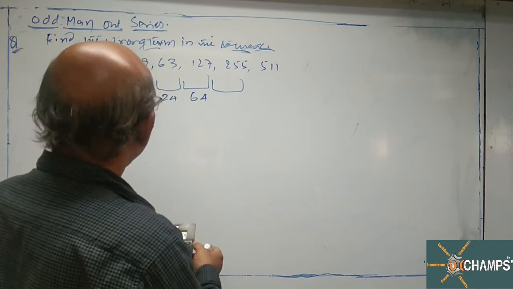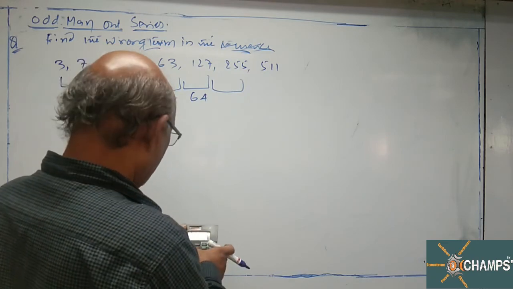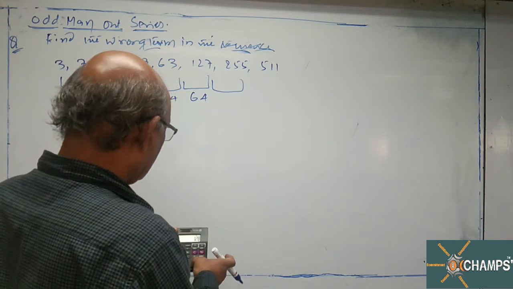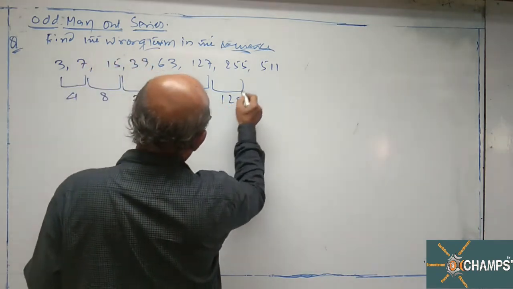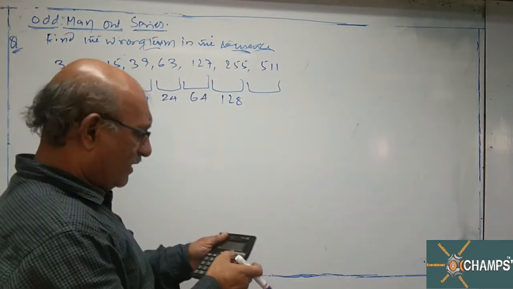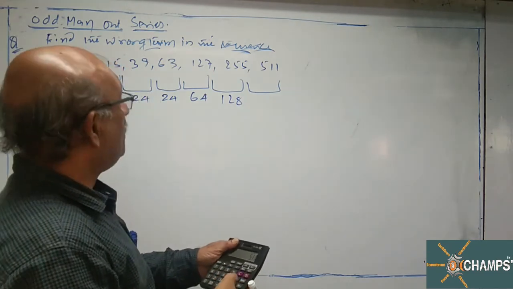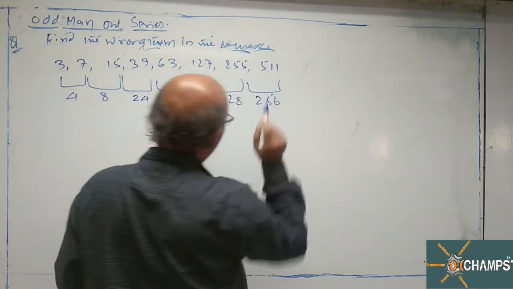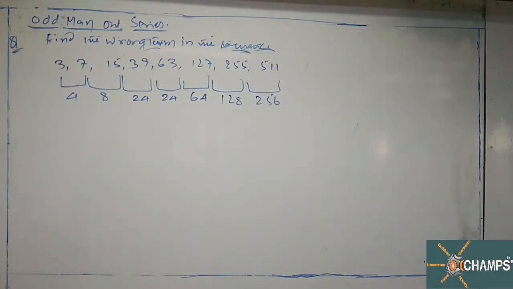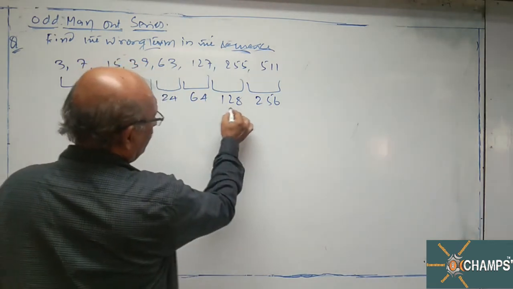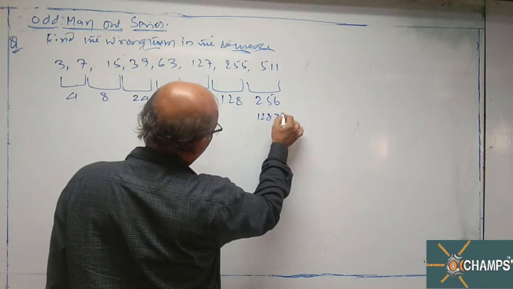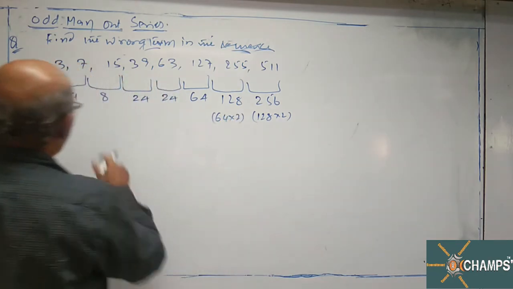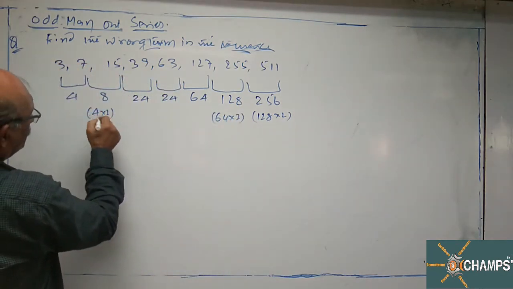Next, 255 minus 127, 128. 511 minus 255, 256. Look at this, sir. 128 into 2, 256. This is 64 into 2, 128. So this is 4 into 2.